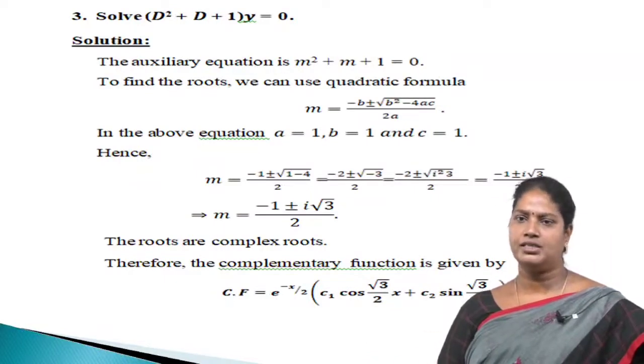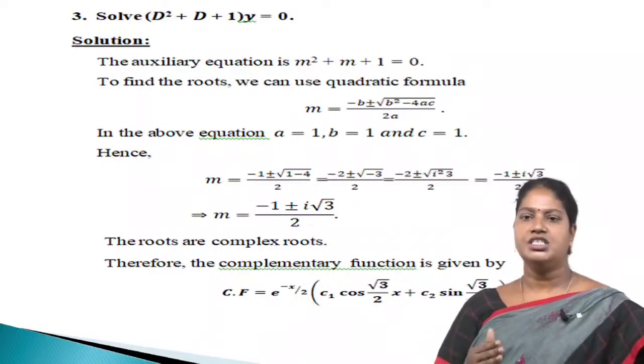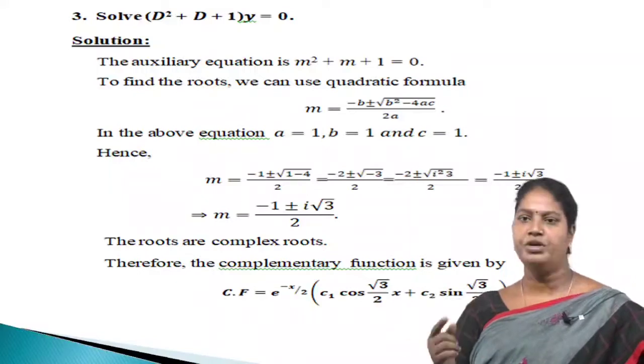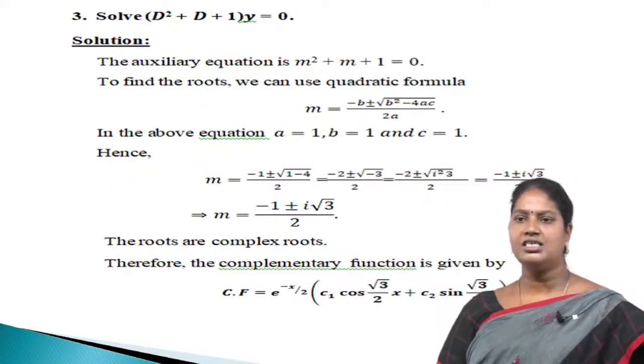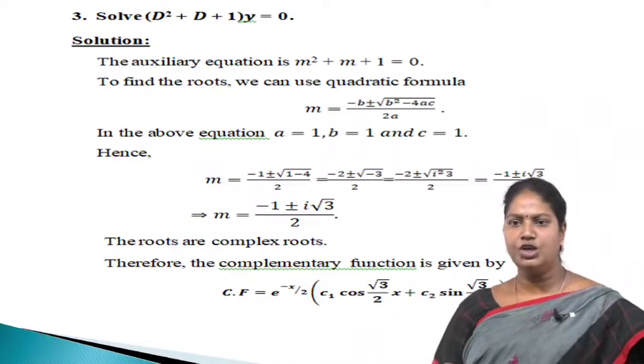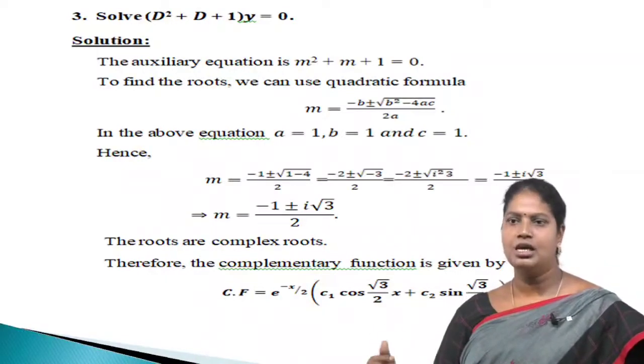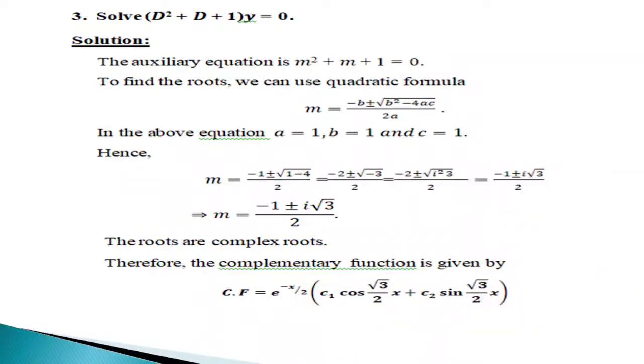The roots are complex. So the complementary function will be CF equal to e power minus x by 2, because alpha is minus 1 by 2 and beta is root 3 by 2. So C1 into cos of root 3 by 2 into x plus C2 into sin of root 3 by 2 into x.